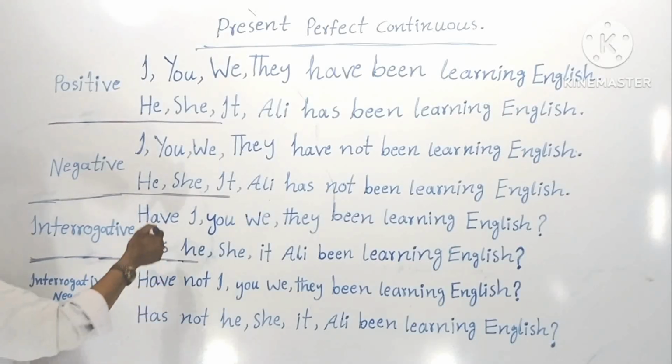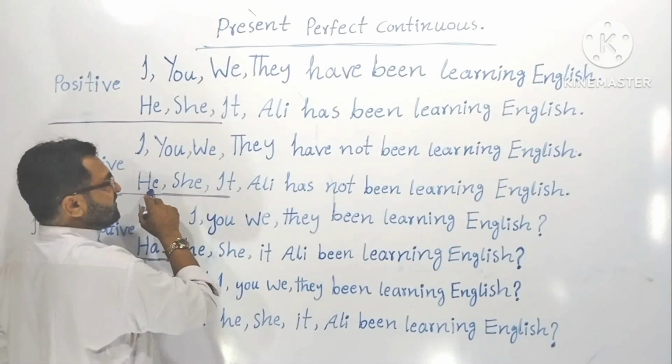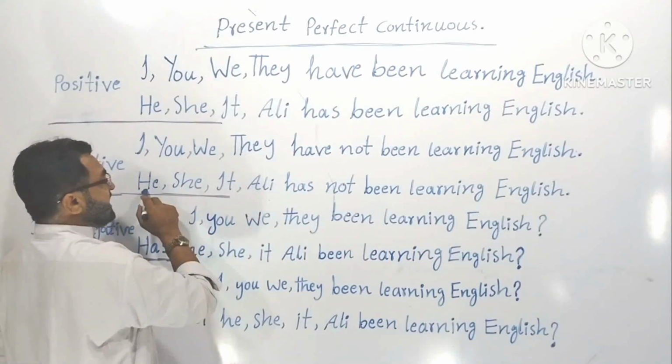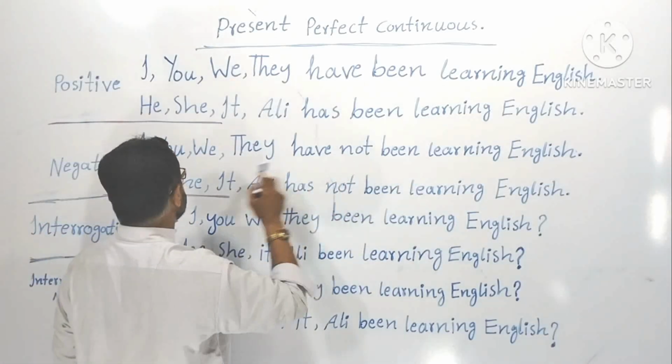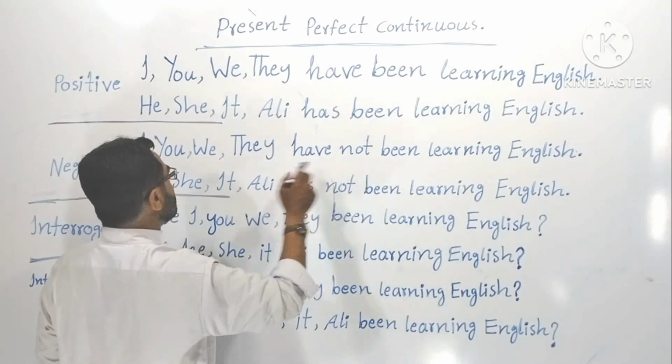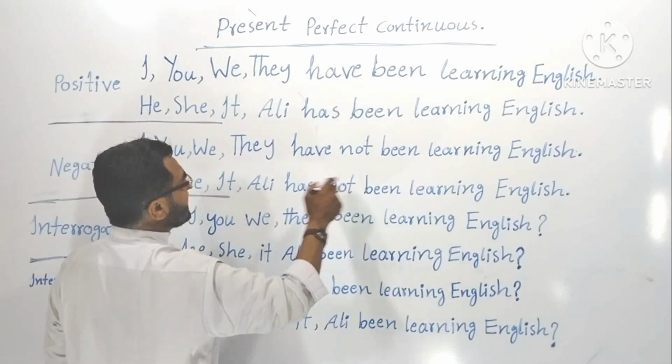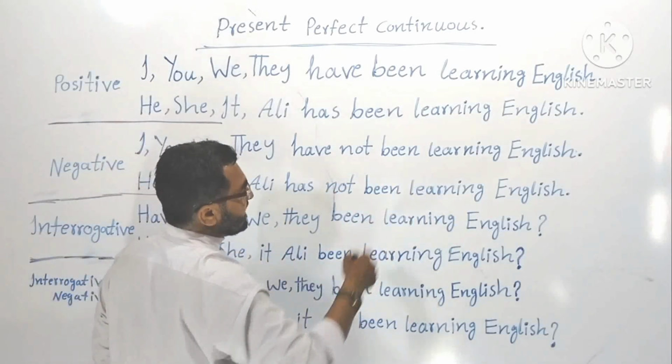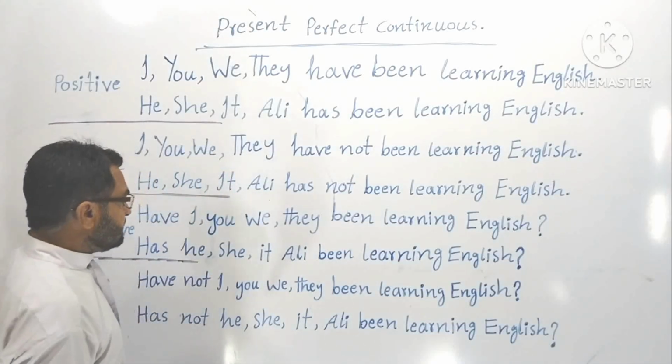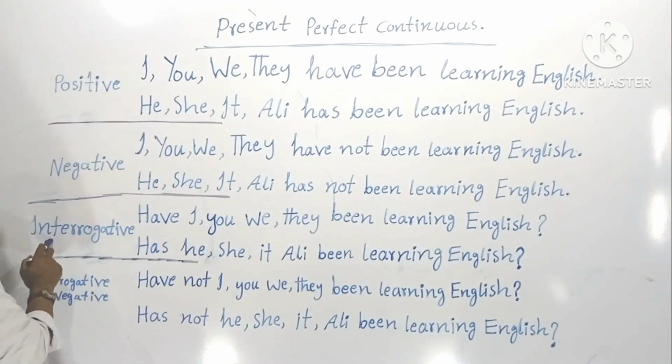And the same case applies here with the singular subject and singular verb. He hasn't been learning English. She hasn't been learning English. It hasn't been learning English. Ali hasn't been learning English. Understood? Now let's go to the interrogative sentences.